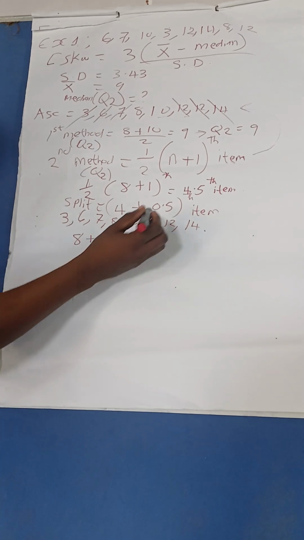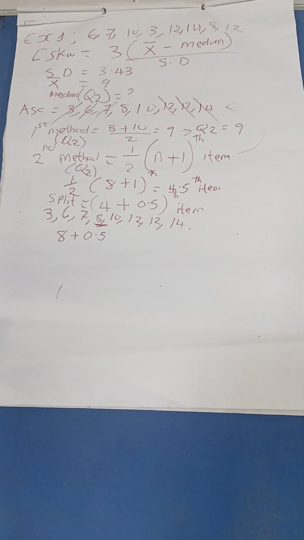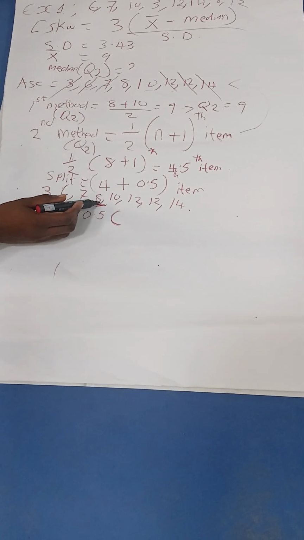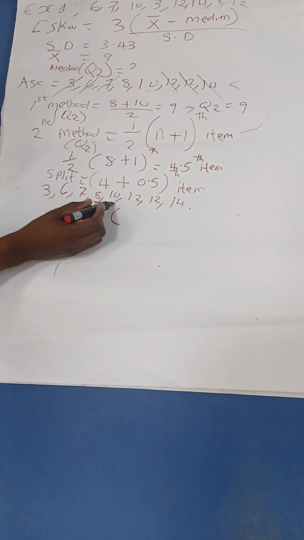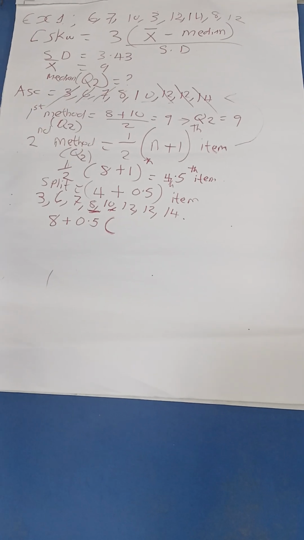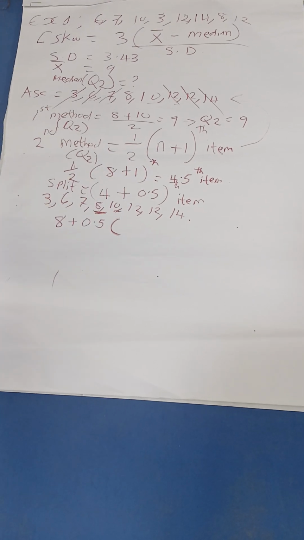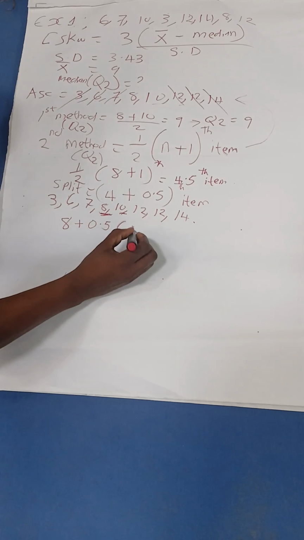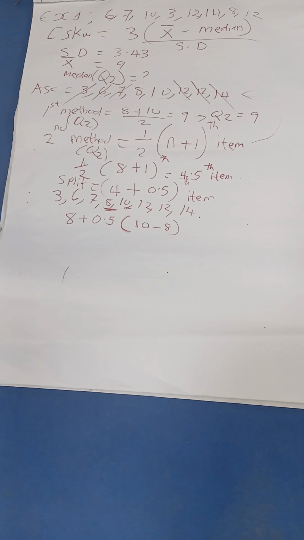plus, remember, 0.5 plus 0.5 in bracket. Now I was on the fourth. I will go one step ahead, which is now 10. The value after that 8 is 10. Remember we were picking on the fourth item, so I will now pick the fifth item minus the fourth item. The fifth item in this case is 10, so 10 minus 8.